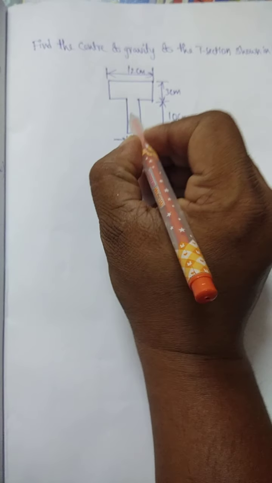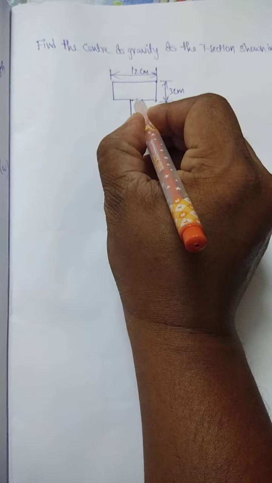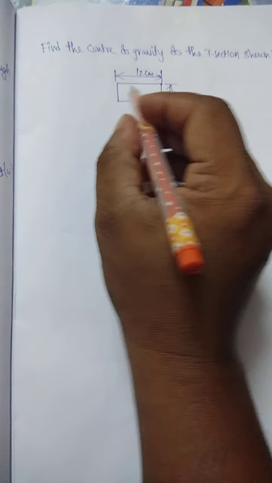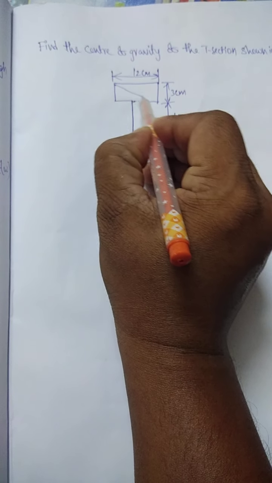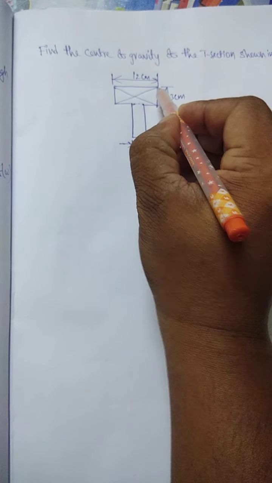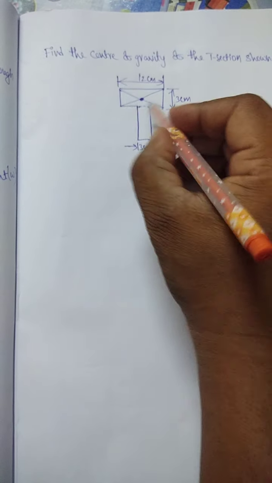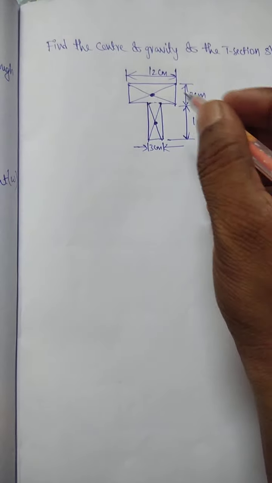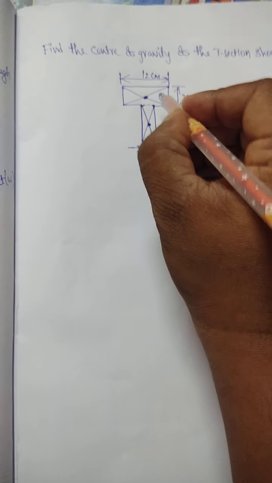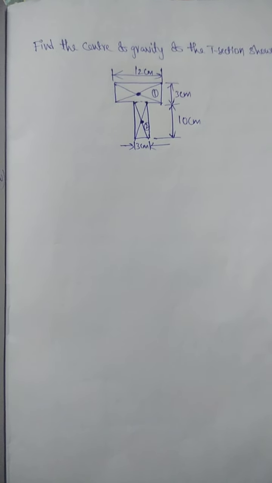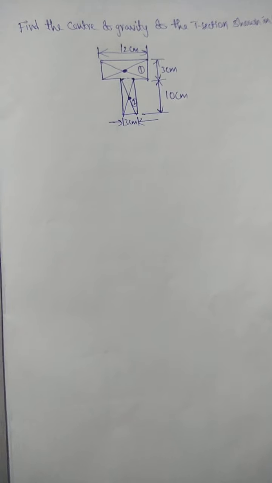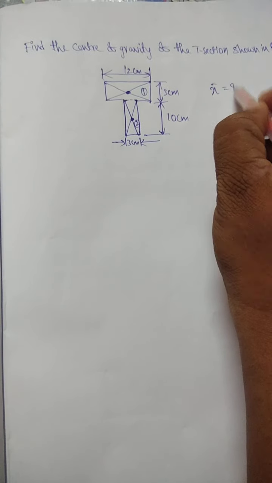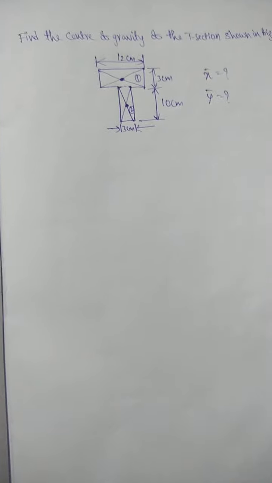First of all, let us split the given T section into two parts, and meet the diagonals of the two sections to mark a centroid for both the sections. We are taking this section as 1 and this as 2. Now we are going to find the center of gravity, x bar and y bar.